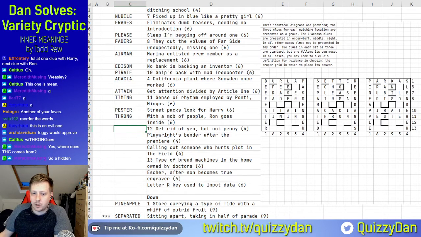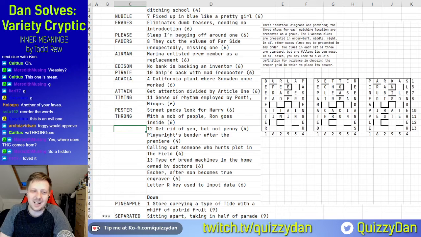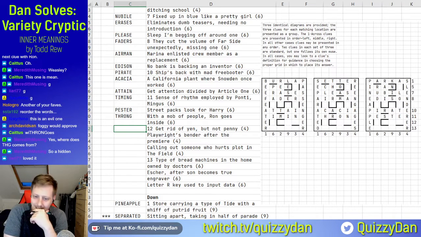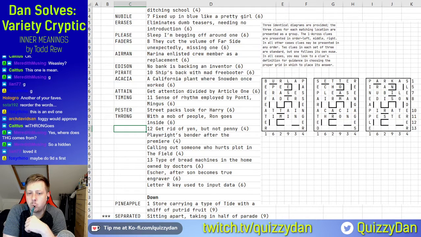Get rid of yen, but not penny. This is 12 across. It will end in E. But we'll know more. Get rid of feels like the definition. Yen is usually Y, but not penny. Yen may be yearn. Yearn minus Y. Earn.